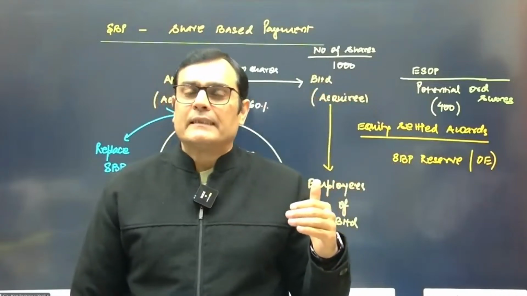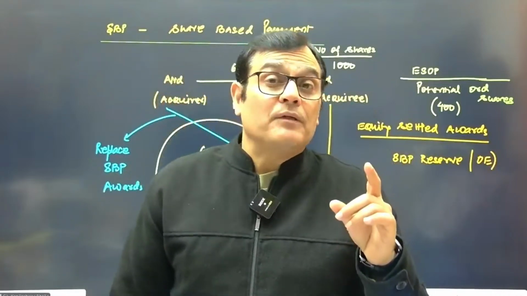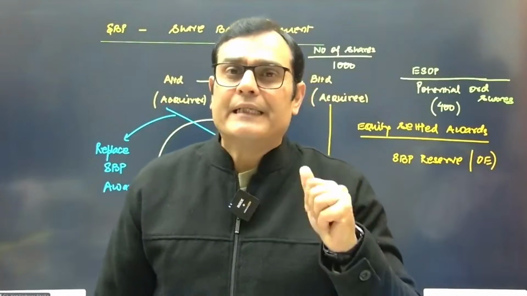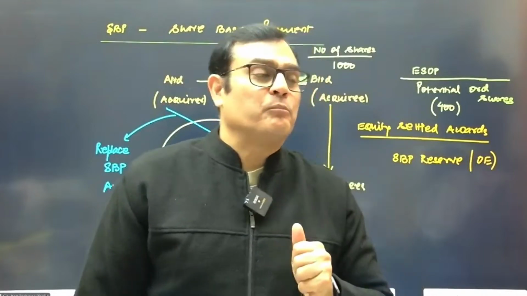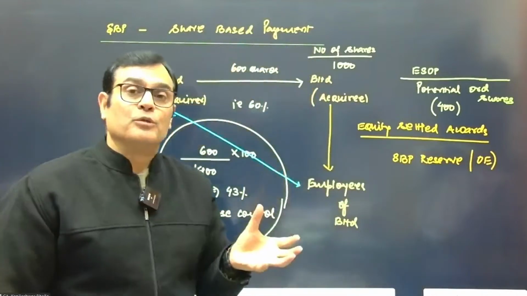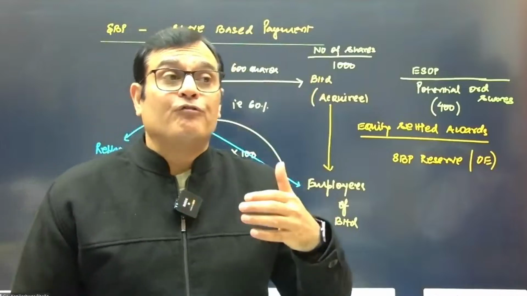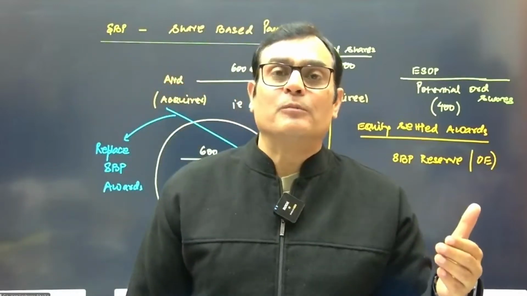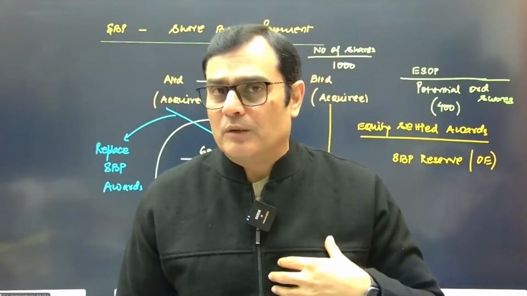But when A knows that because of this ESOP, he will lose control, he is worried, and he would approach the employees and tell them that I am going to give you the share-based payments. Forget about the awards given to you by B and let's replace these awards.